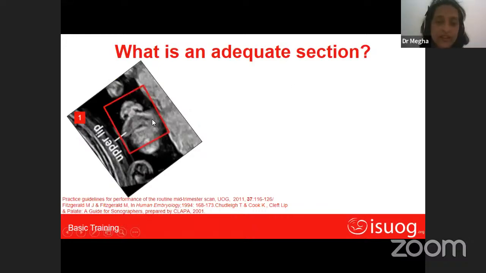So as we see, this is the view, the perfect ISUOG image that we should aim for. The upper lip, the lower lip, a centrally placed nasal tip with the two nostrils. It's always reassuring to see the nasal tip that is centrally placed, because when you have a unilateral cleft lip, there is distortion of the nostril on that side and deviation of the nose.